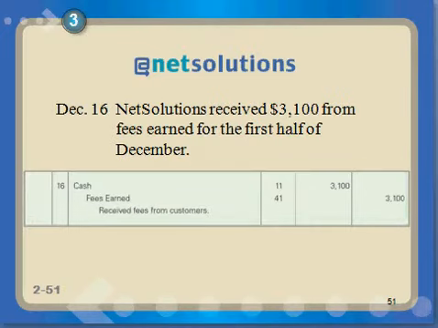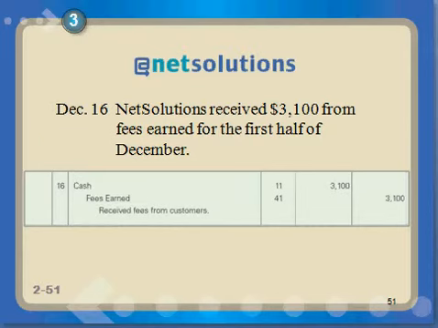On December the 16th, Net Solutions received $3,100 for fees earned for the first half of December. So we debit cash, $3,100, and we credit fees earned $3,100, and then we put received fees from customers, and we put the appropriate post references in as we post those to the ledgers.